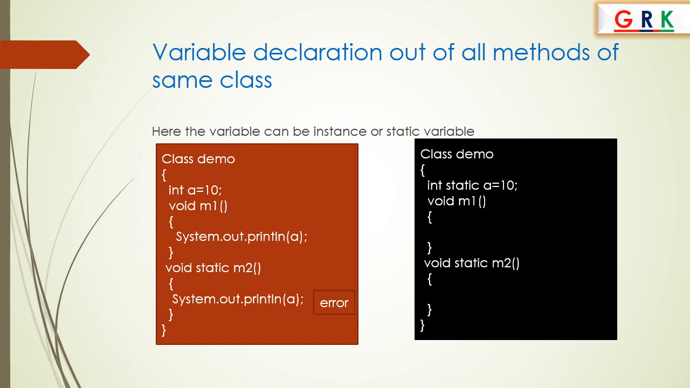Everywhere in the program we can access that variable, irrespective of the type of the method, whether instance or static, everywhere we can use that. So in the m1 and m2 methods, if you try to print variable a, no error will be raised, and we get the output.